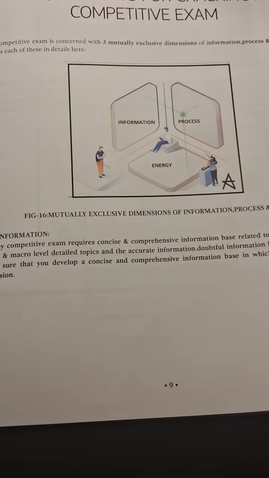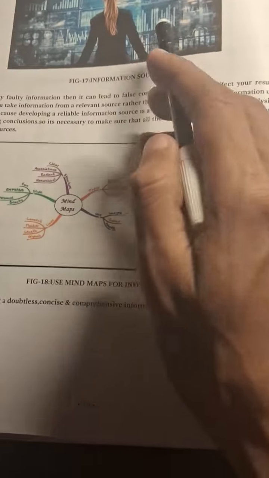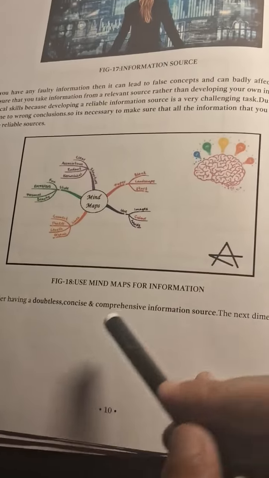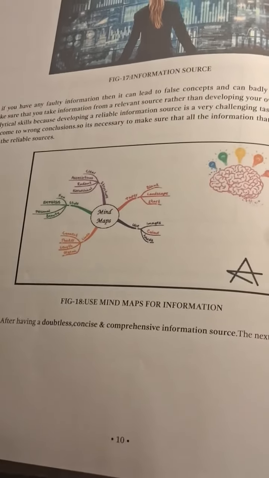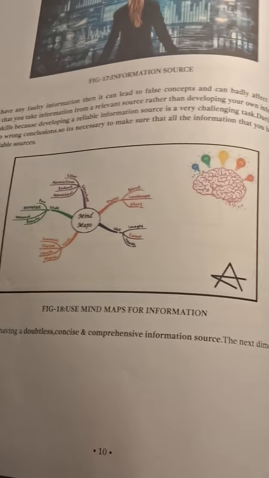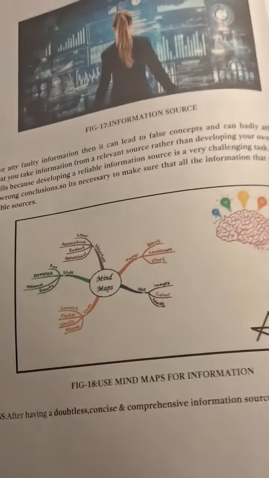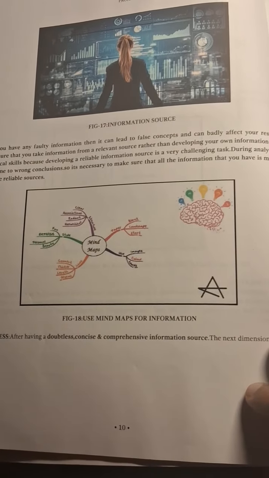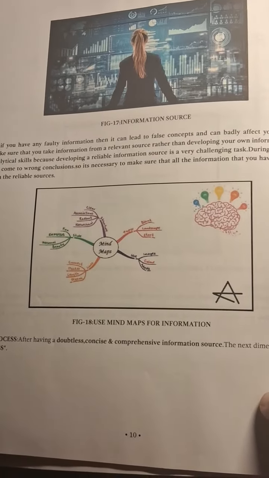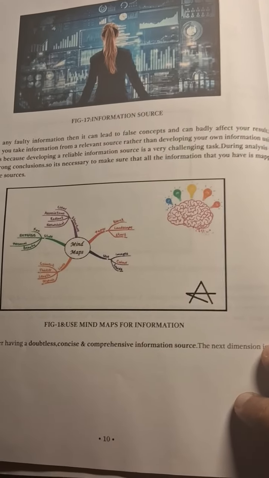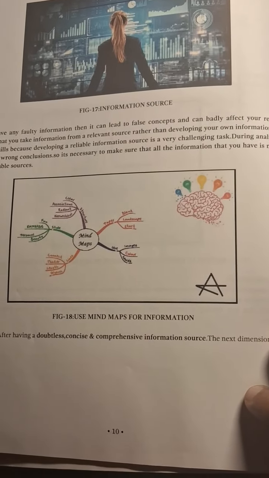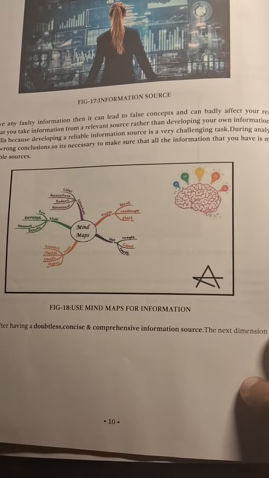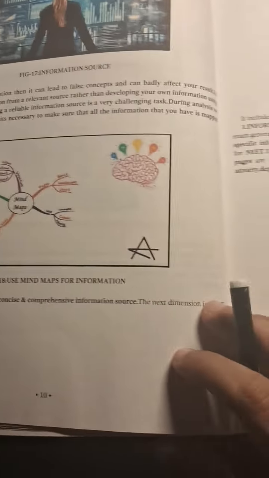Information is given to you by the books. There is a source of information, as you can see over here, but you need to use mind maps for information. You need to store the information which is given to you in your mind-brain system. There may be many sources of information, like the books or any YouTube online video or any offline teaching. There may be many sources, but the challenge here is to store that information in your mind-brain system so that you are able to retain it as and when needed in your test.